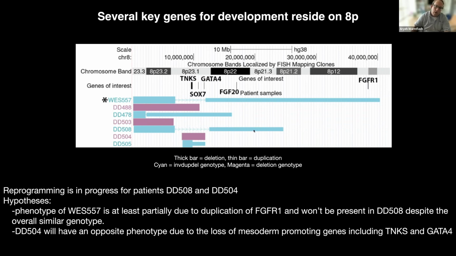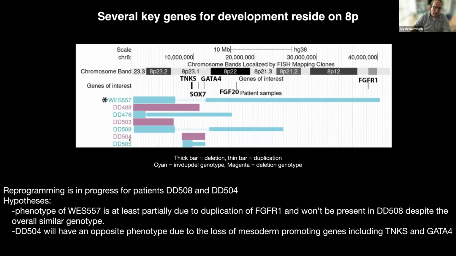And interestingly, there is a patient shown here, which has a fairly similar genotype, but a smaller duplication, right? So the prediction of that hypothesis would be that in this patient, we would see a less severe or non-existent mesoderm expanded phenotype if this gene is responsible for it. So this line is in progress.